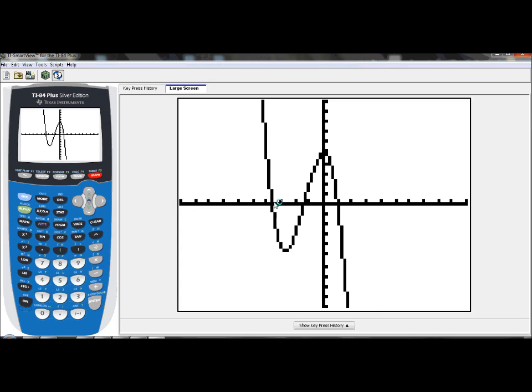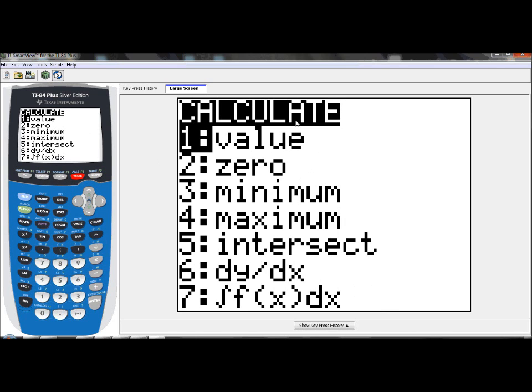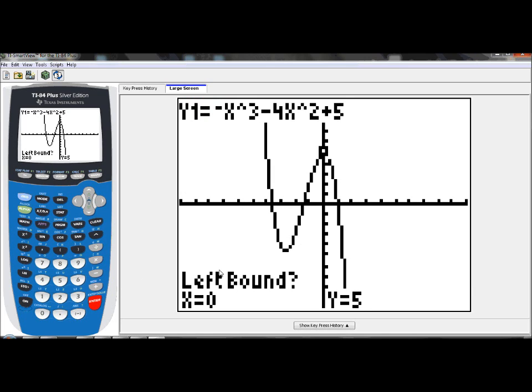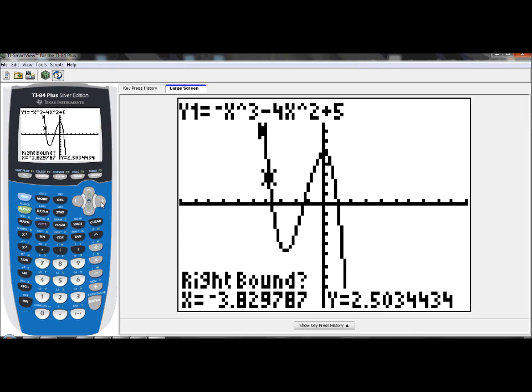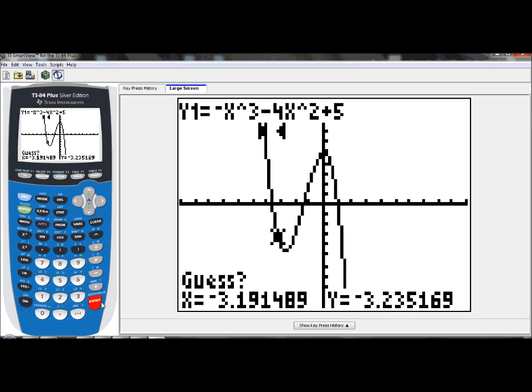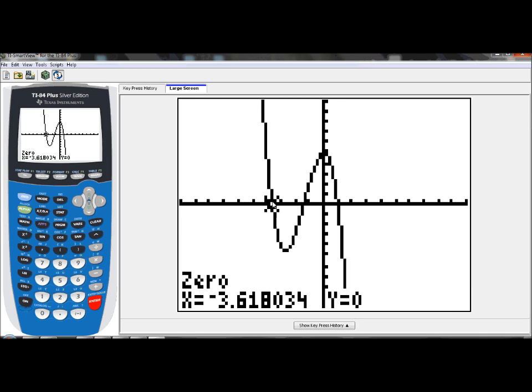So again, any point value you want to find on the graph is located in your calculate menu. So go to second trace to pull up your calculate menu. Option 2 is 0 and left bound, right bound. So I always work left to right. So I'm going to go to the left of my 0. So I'm to the left of this 0. So I'm going to hit enter. Right bound means go to the right of the 0. You're going to hit enter. And then guess, just hit enter again. And so my first 0 is negative 3.62.